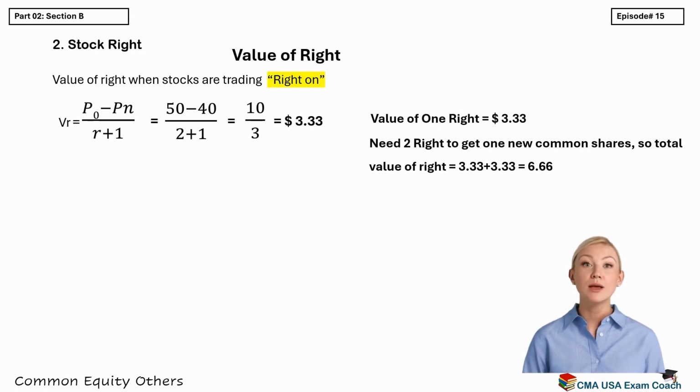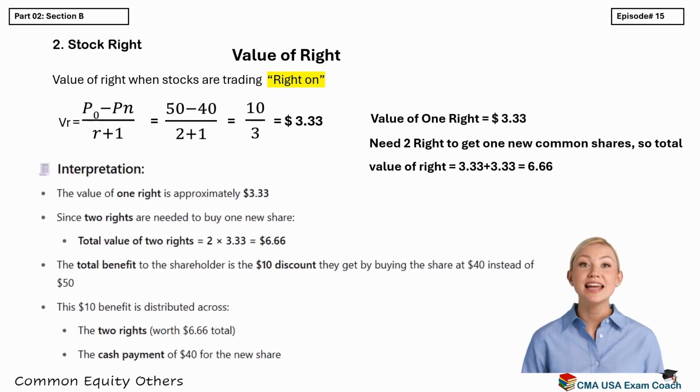Why? Because by holding the rights, the shareholder is getting access to a discount, buying a share for $40 that is currently worth $50. But that $10 benefit is shared across 3 parts, the 2 rights and 1 new share, which is why we divide by 3. This value of the right, $3.33, is already included in the current market price of the share. That's why the market price remains at $50 during the rights-on period.